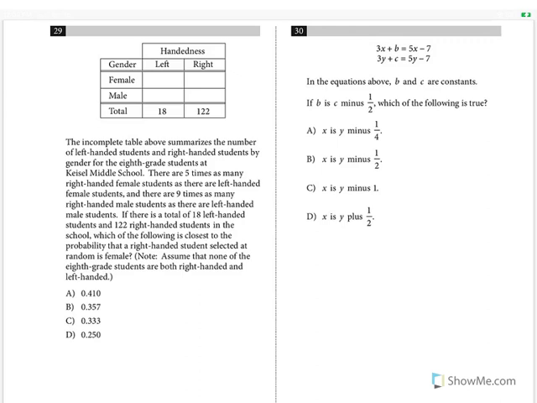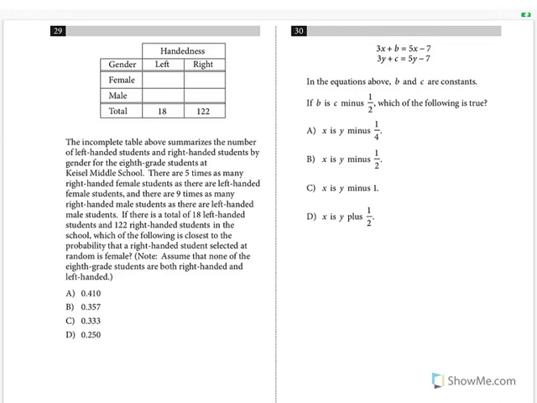The incomplete table above summarizes the number of left-handed students and right-handed students by gender for the 8th grade students at Keisel Middle School. There are 5 times as many right-handed female students as there are left-handed female students, and there are 9 times as many right-handed male students as there are left-handed male students.